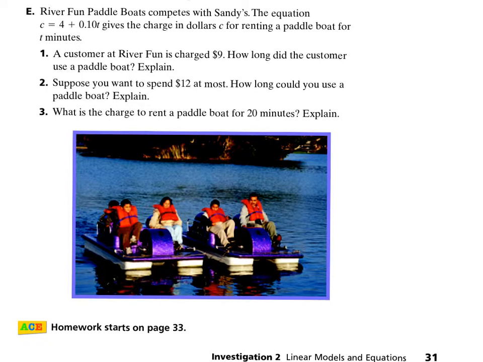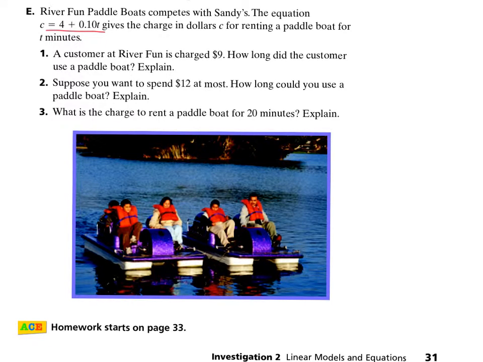Now for the sake of this video, I'm just going to highlight part of the problem, so I'm going to skip to question part E from problem 2.3. This part introduces a new company called Riverfront Paddle Boats, and they have a different equation for renting paddle boats, which is C equals 4 plus 0.10t.